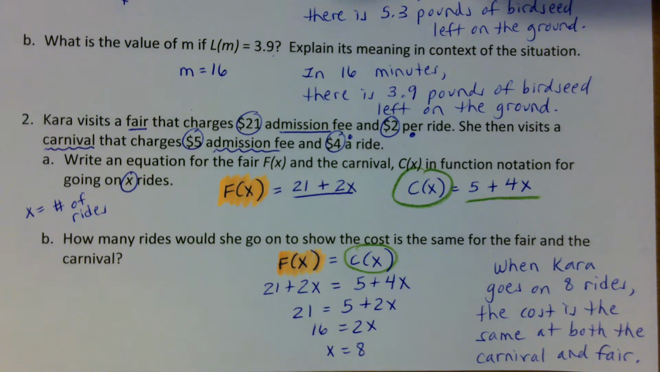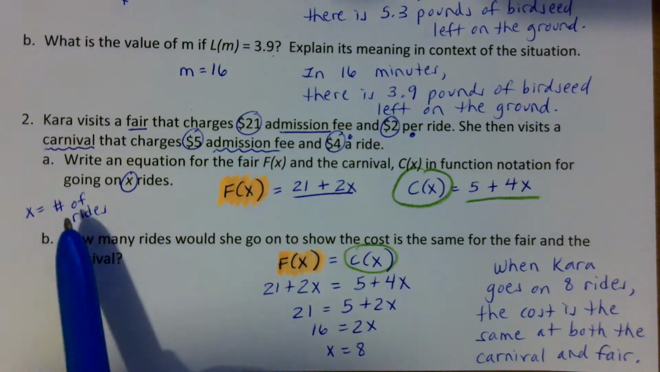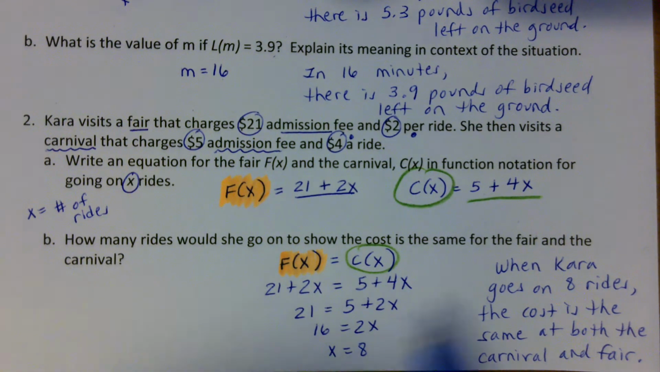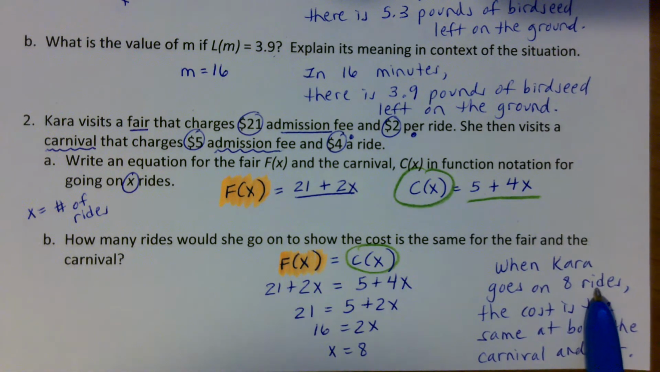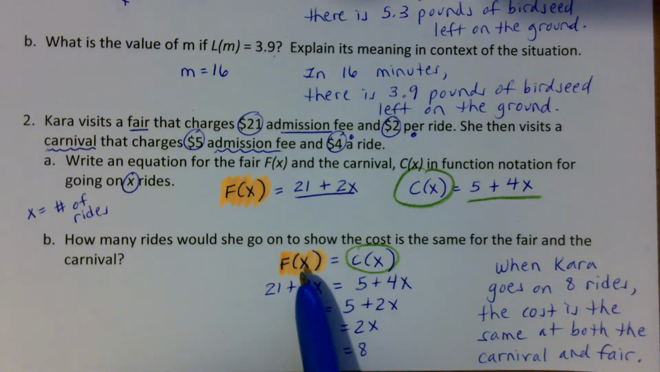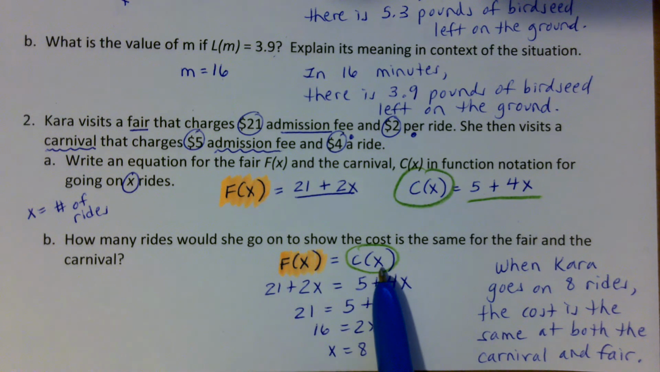So what does that mean in context of the situation? Well, if x is the number of rides, that means when Kara goes on 8 rides, the cost is the same at both the fair as well as the carnival.